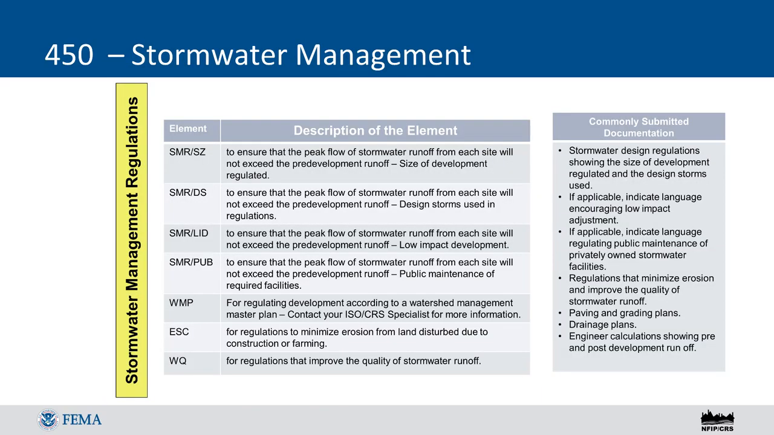Activity 450 is Stormwater Management. Since we're dealing with regulations, this is very similar to Activity 430. Here, we'll review your stormwater ordinance, so mark up the elements you're seeking credits for. At minimum, identify the size of development regulated and the design standards for stormwater facilities. If you have erosion control and water quality standards, please mark those as well. We'll ask for drainage calculations for the SMR elements and site plans or permit records for erosion control and water quality standards. This will be identified in your crosswalk as well.